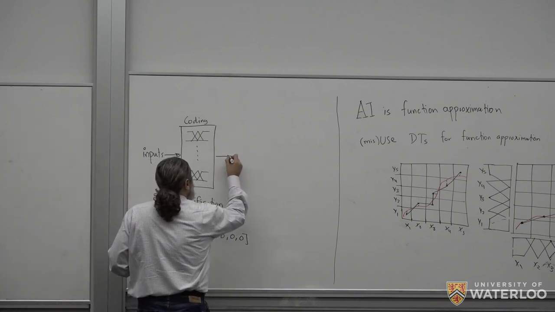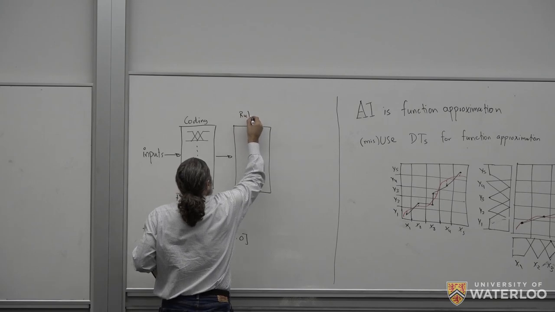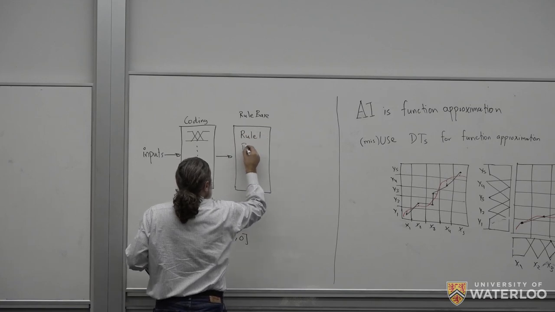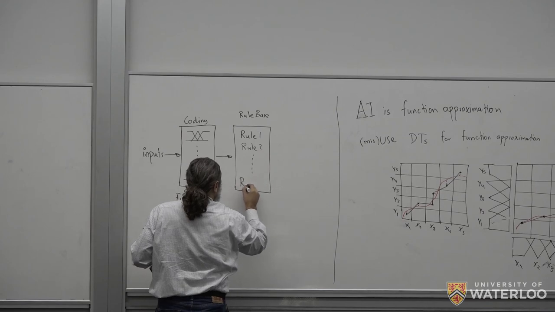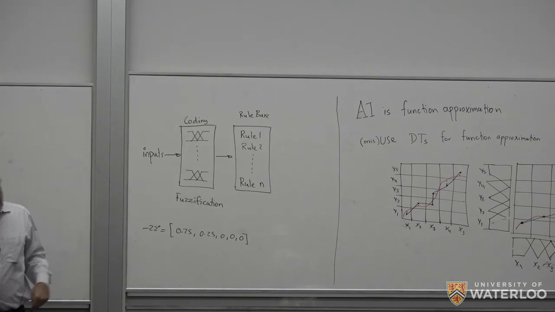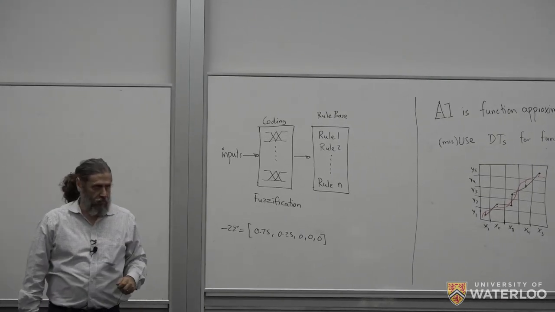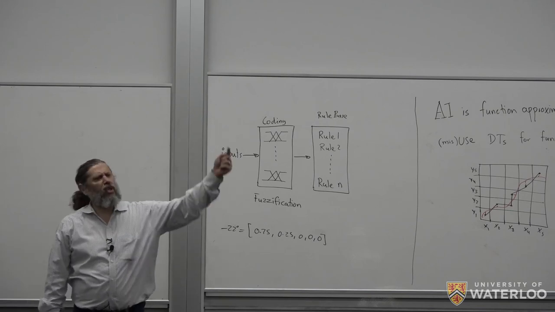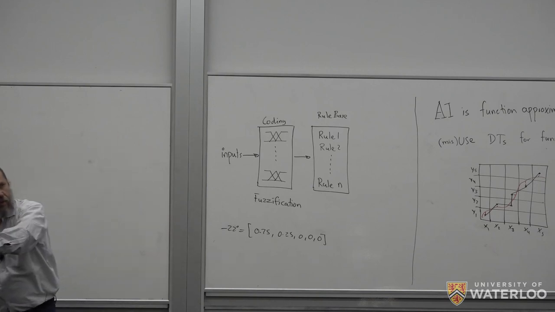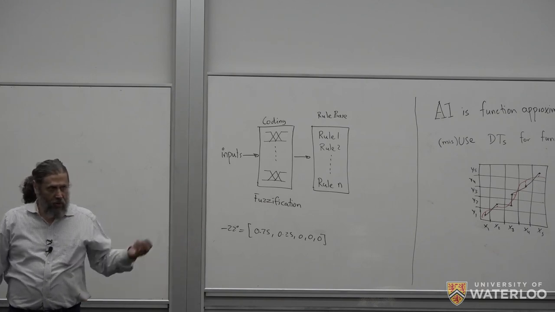So after you encode stuff, you go to a rule base. You have rule number one, rule number two, rule number n. If x1 is this, then y1 is this. If x1 is this, and x2 is this, and x3 is this, then y3 is this. If you eat unhealthy, and you smoke, and you are old, and there is history in your family, then you're susceptible to this type of disease. It's a rule. So I can put it.